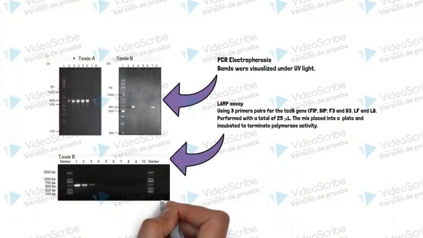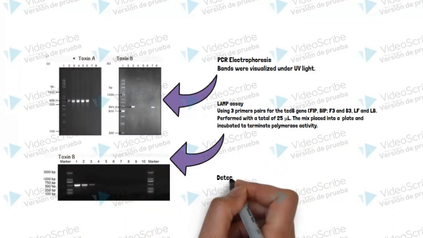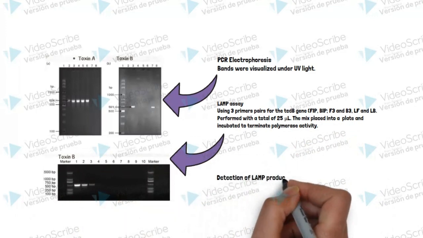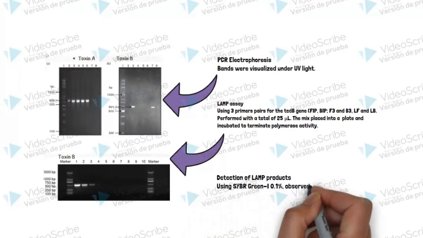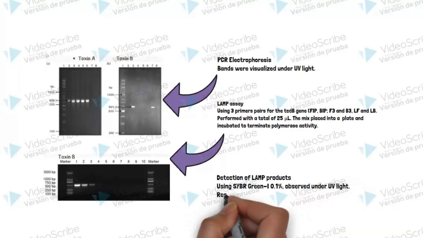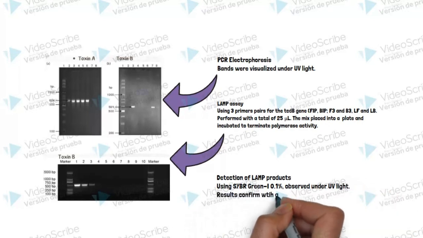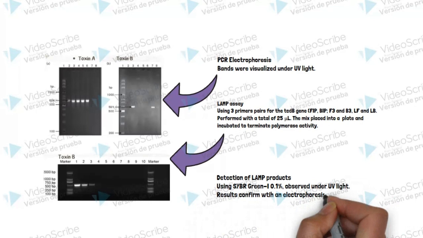This assay finishes with the detection of the LAMP products, with 1 microliter of SYBR Green I 0.1% observed on the UV light illuminator, showing the positive tubes in green and the negative tubes in orange. To confirm the results, electrophoresis was performed on 2% agarose gel with DNA safe stain for 60 minutes.